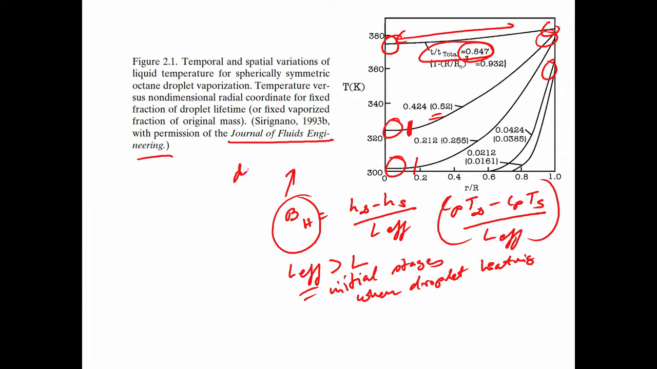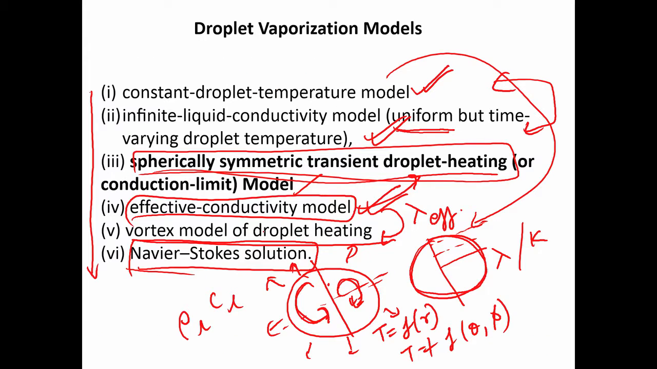Now, in that particular case, the value of BH actually changes over the droplet lifetime. In fact, you will find it decreases by one order during the droplet lifetime. Got it? If you recall what we did, the type 2 model was where we considered infinite liquid conductivity, and the type 3 model is the current one that we are doing, a spherically symmetric assumption.